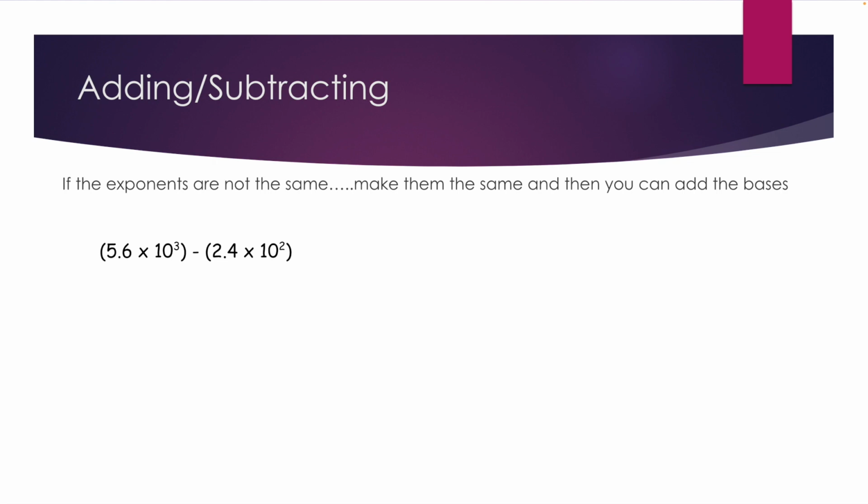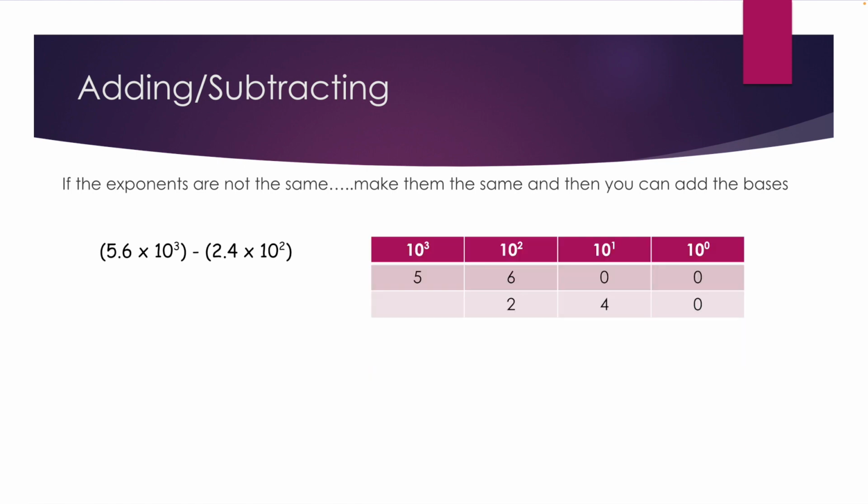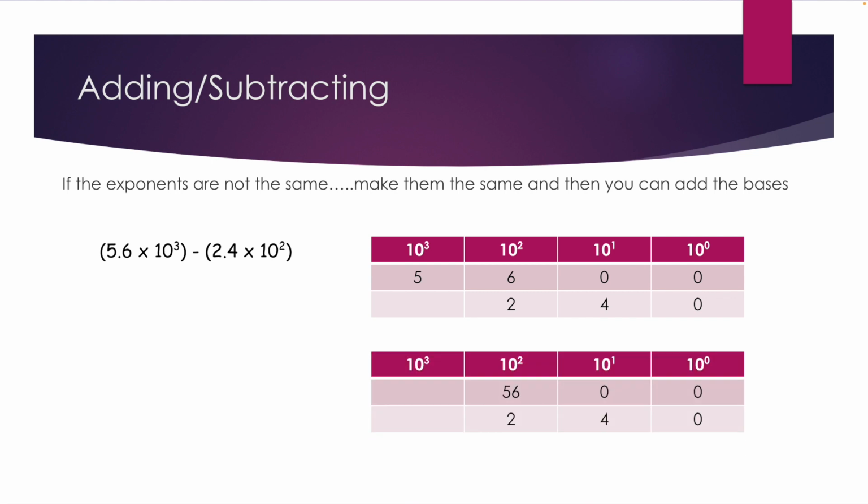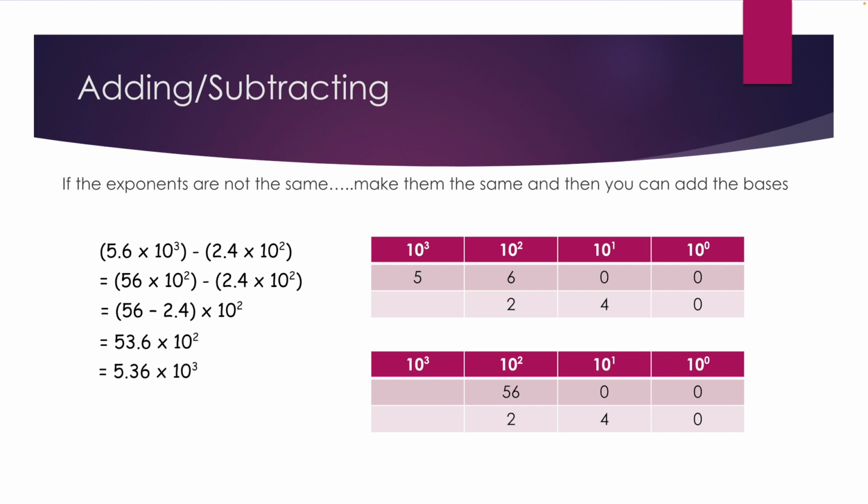Okay, so again, because the powers are not the same, they're not going to line up in a place value chart, and so I need to make the powers the same. So I'm going to move that 5 over into the other column, and I get 56 times 10 to the power of 2 minus 2.4 times 10 to the power of 2. So I'm going to subtract those front numbers, the bases, and then I have to put it back into proper scientific notation, move that 5 back out, and I get 5.36 times 10 to the power of 3.